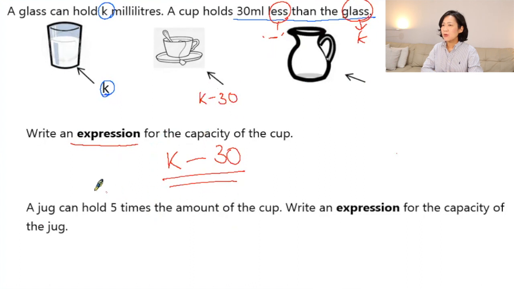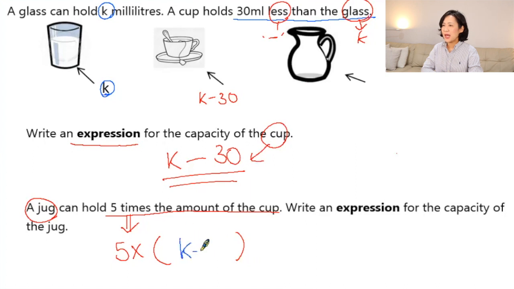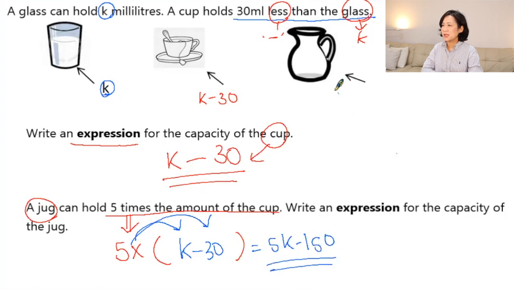Then let's talk about our jug. The keyword is 5 times the amount of the cup. So 5 times, change this into an operation, 5 times. Then have a bracket. Our expression for the cup is K minus 30, so substitute that in. Then let's expand our bracket. That is 5K minus 150.